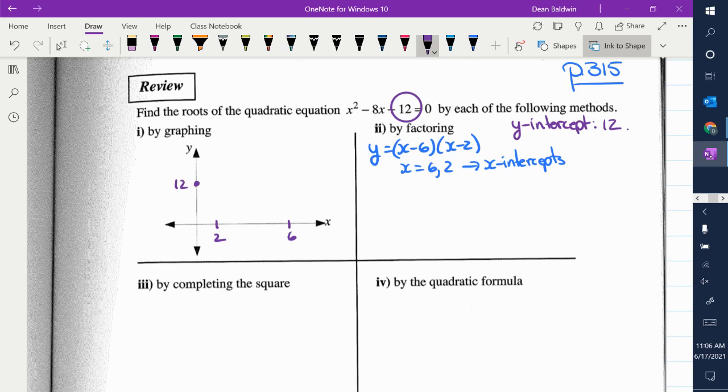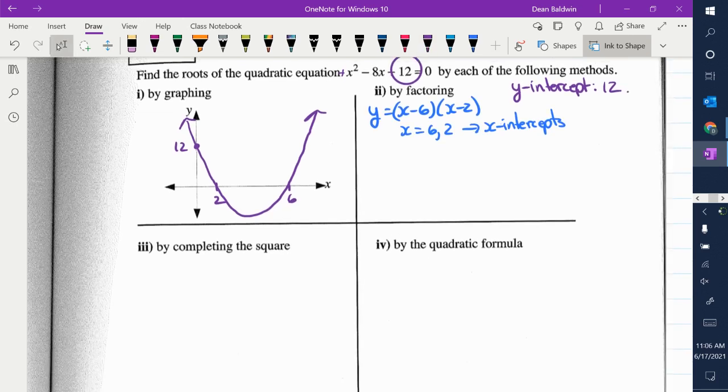Because that's positive, right? If it was negative, it would open down. So the graph looks something like that. What piece of information does it not give us? Yes, it doesn't give you the vertex, right? However, you can find the vertex through this method. It's a bit more work though, okay?